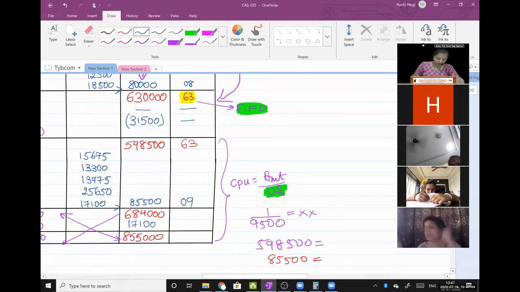Next, what answer you want? CPU of 6,84,000. So type 6,84,000 and press equal to. Yeah, Priya, Tanisha, Swapni, Riddhi, great. Aditi, yeah, it is 72.